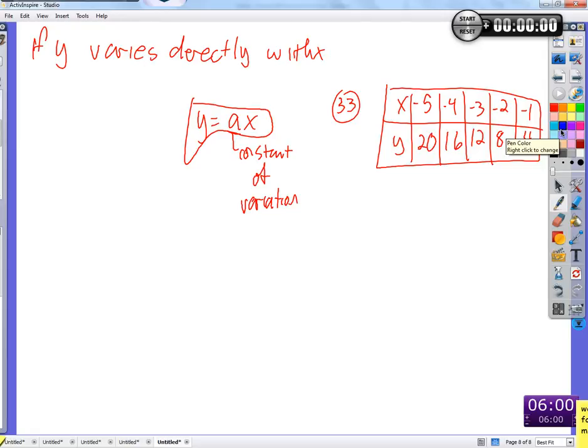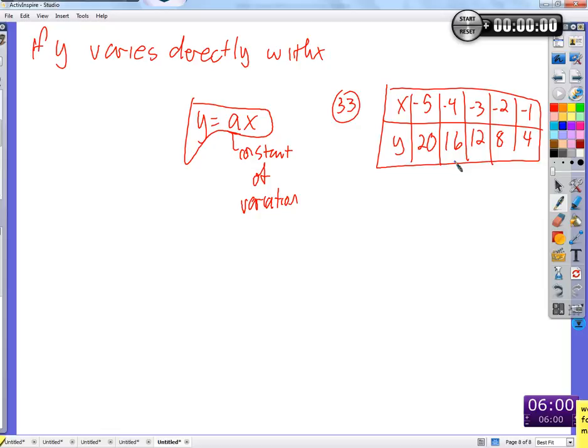This just has to be the same multiple, yeah. But it has to be the same every time, right? It wouldn't make sense that this would be times negative 4 and this was times 7. Right? You got to do the same thing.